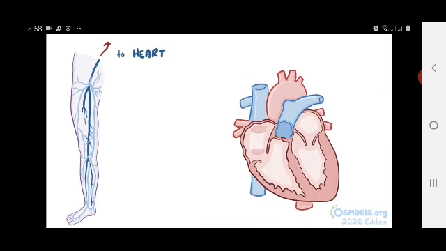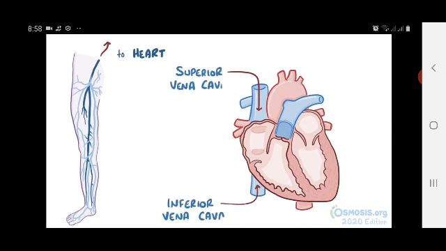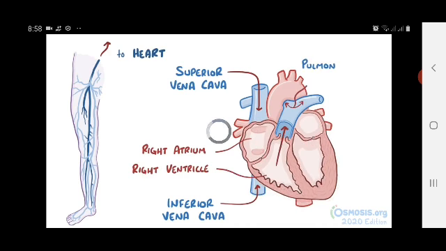Ultimately, all the blood ends up in the superior or inferior vena cava, and dumps into the right atrium. From there, the blood goes into the right ventricle and gets pumped into the pulmonary artery, and eventually to the lungs.